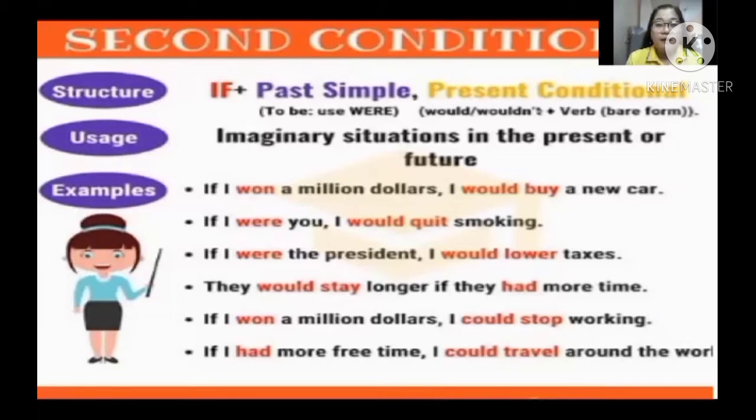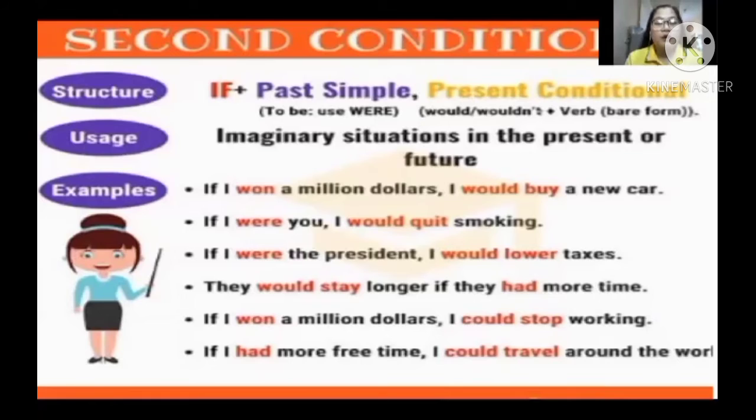If I want $1 million, I could stop working. So the verb in the simple present is want, then could stop. Another example is, if I had more free time, I could travel around the world. You can also use could as a substitute in expressing present conditions when you are using the second conditional sentence.